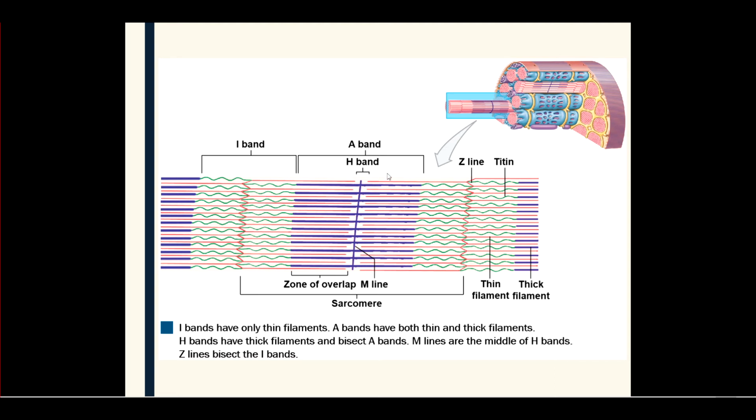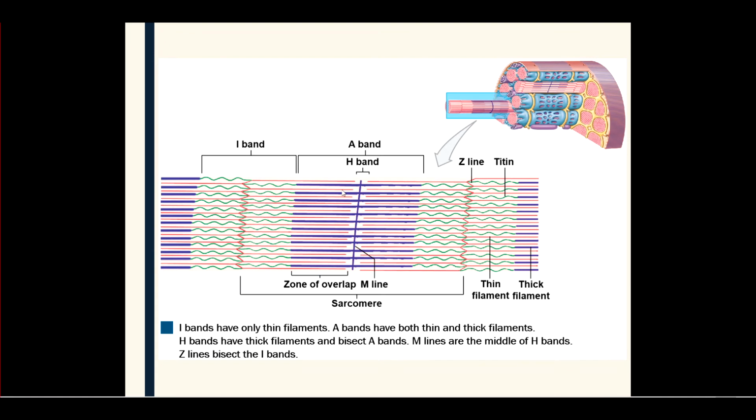Before I go back to the notes, just adjacent to the H band on this side, and just adjacent to the H band on this side, we see that there are both thick and thin filaments. They overlap one another. So this whole area that my pointer is going up and down on this side, and same thing over here, we call the zone of overlap. The zone of overlap, and that's just because the actin is overlapping the myosin.